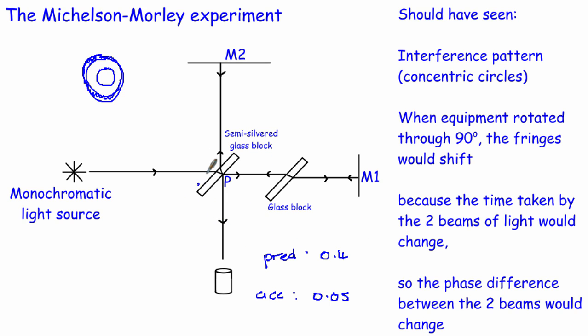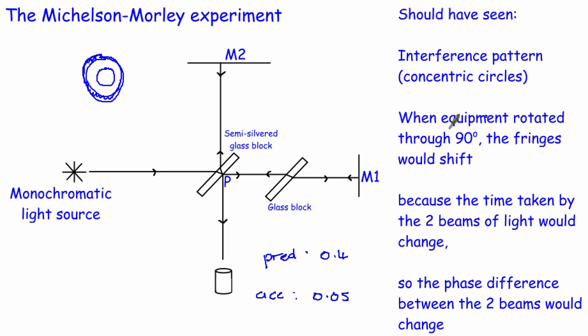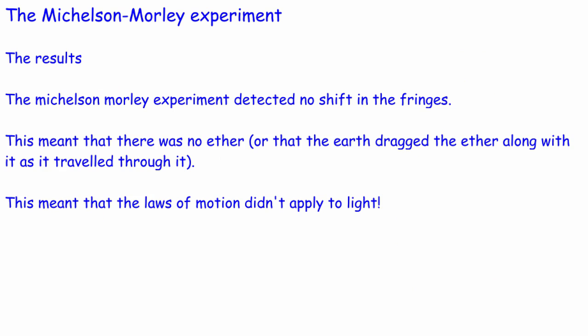So they performed their experiment, and they found absolutely nothing. There was no change whatsoever. They rotated their equipment round. The fringes did not move. That meant, if we go back to our explanation, that they rotated this thing through 90 degrees, the time taken by the two beams of light was exactly the same, so the phase difference remains constant, and therefore your fringes don't change. So they detected nothing whatsoever.